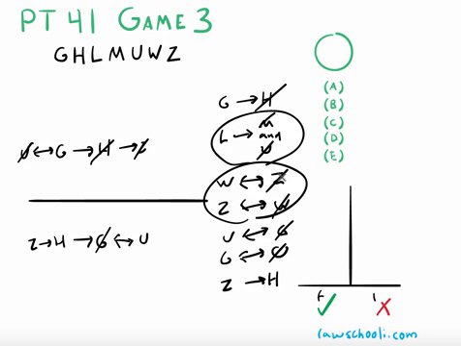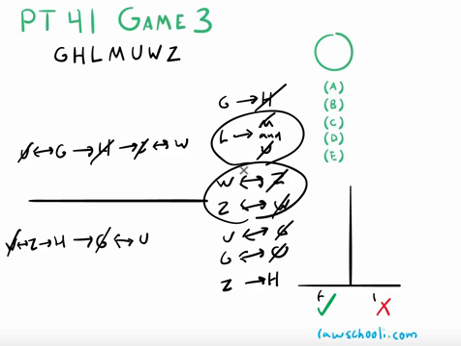Okay, now we can add this one, not Z, then W, and that goes both ways. And then down here, not W, then Z, and that goes both ways. So we've taken care of that one. Now we just need to get this one in.